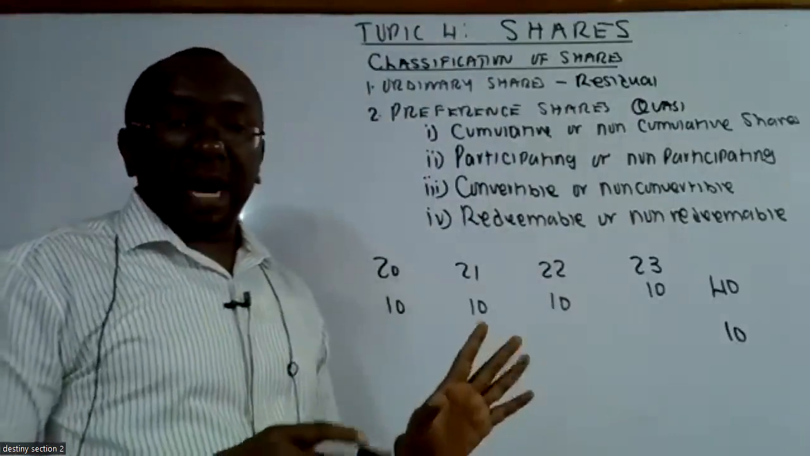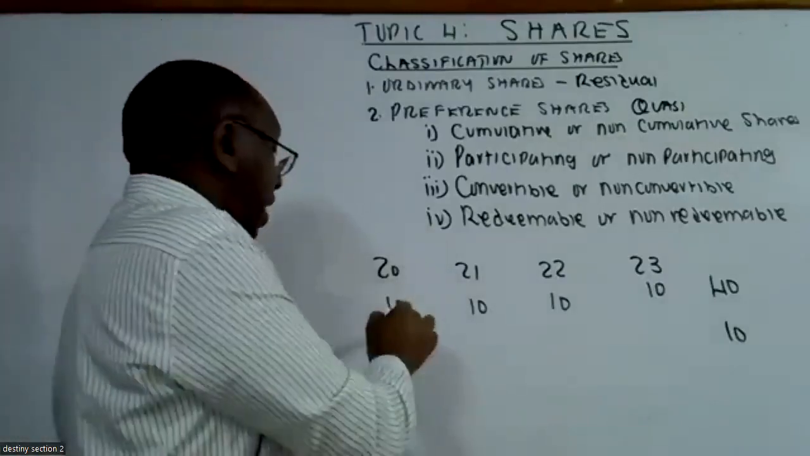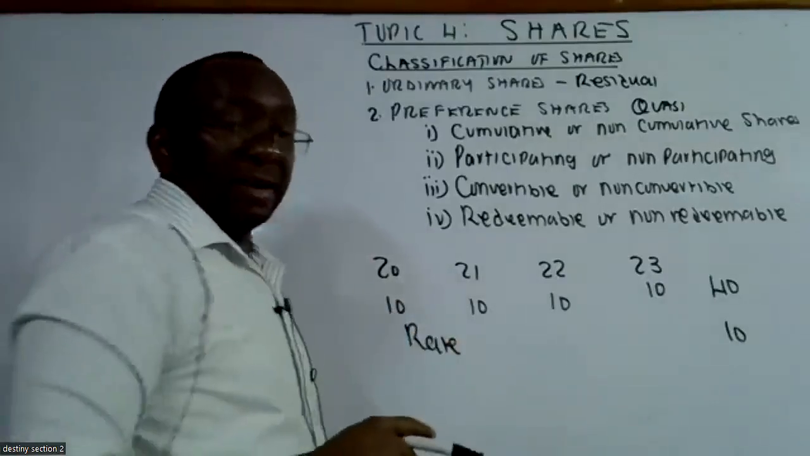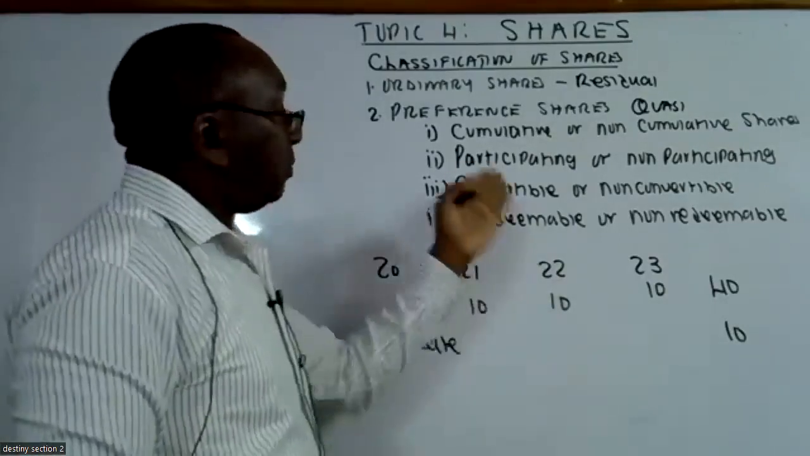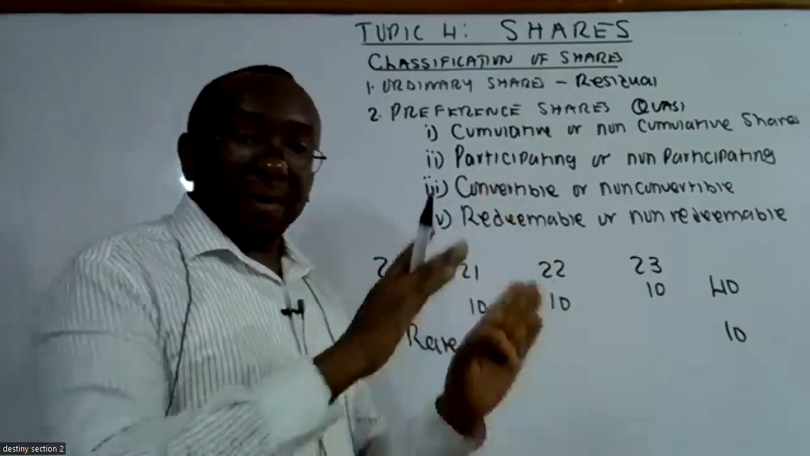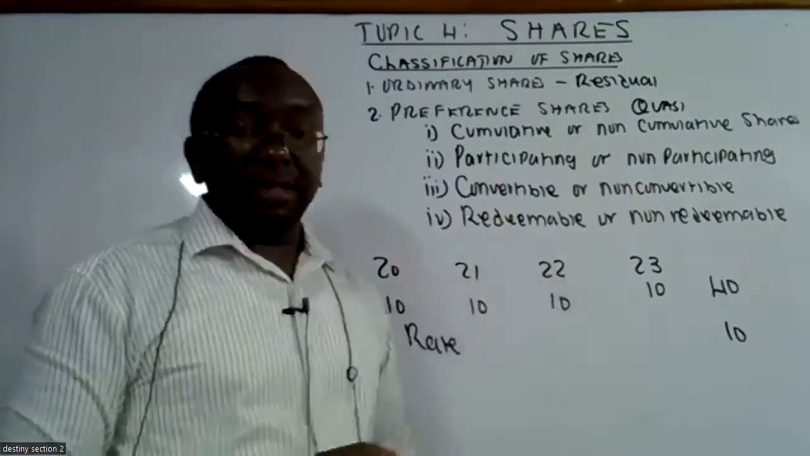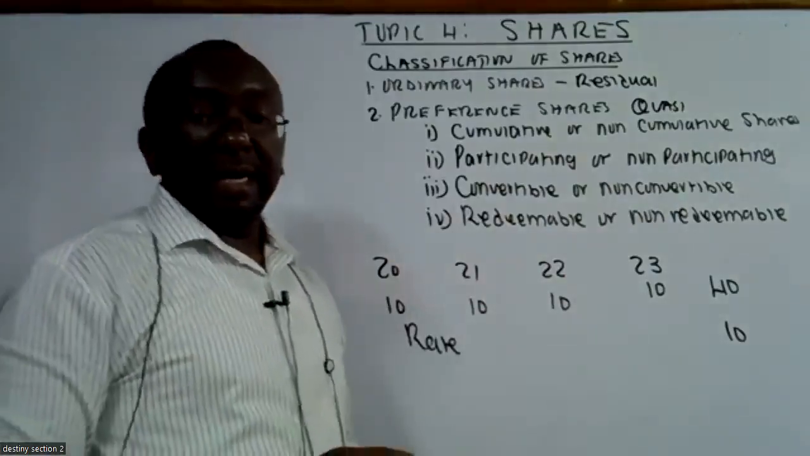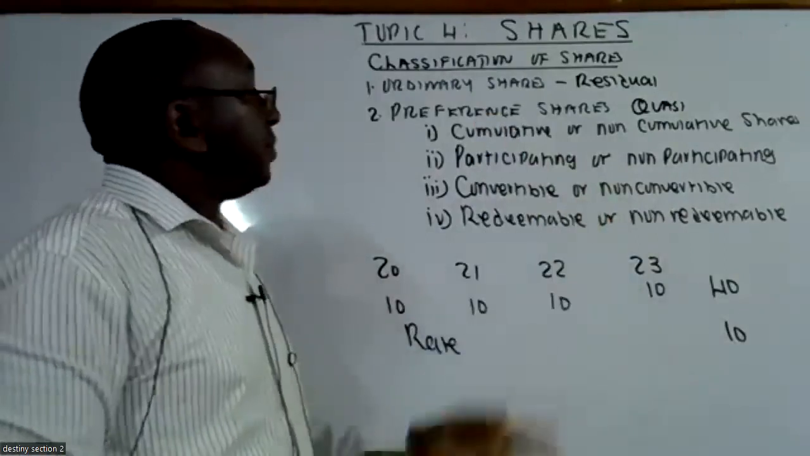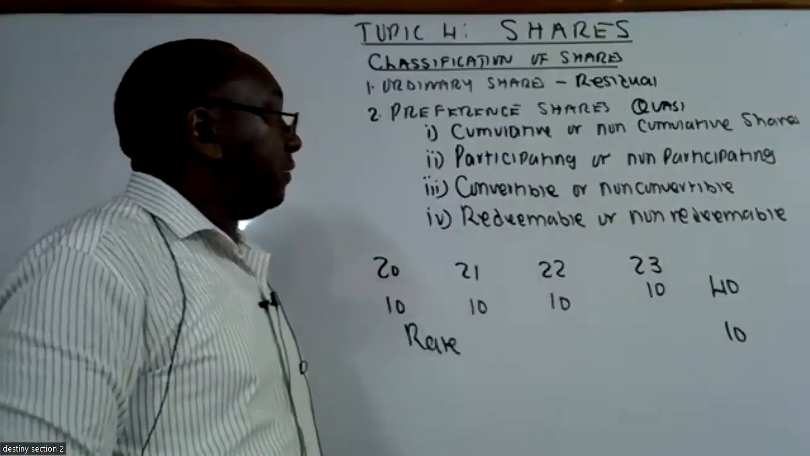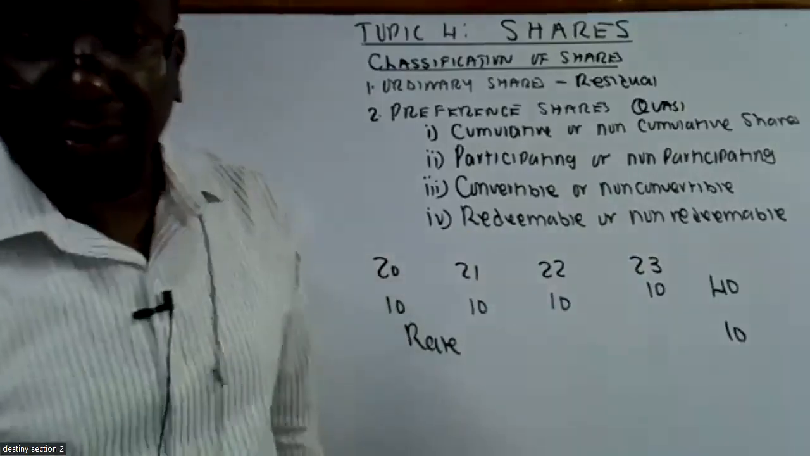Then we have the participating. These are the ones who can enjoy after they get their normal dividend. Remember to mention that preference shares are paid on a rate basis. So if there is profit remaining, they can also be invited to share. They are called participating. But if the rate is fixed and that is all they get, then you are non-participating. Convertible are the ones we can convert to ordinary shares, so that these now become full owners. Those which cannot be converted, we call non-convertible. Redeemable are the ones that we can refund back their money. Irredeemable, we cannot refund back.